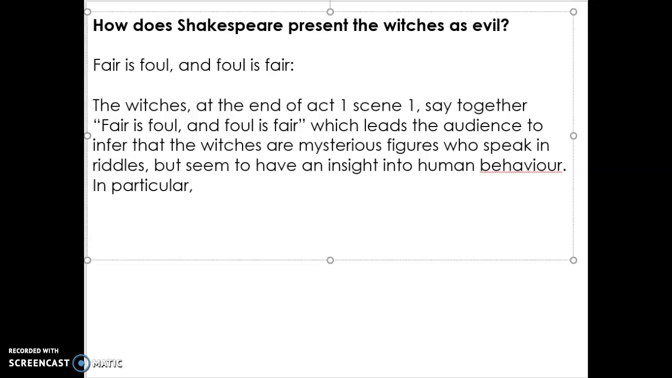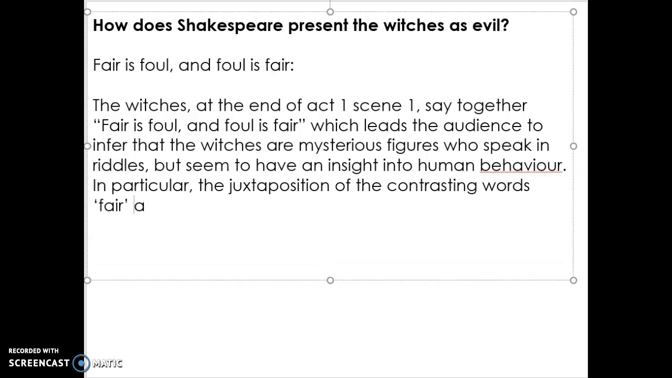So in particular, and when two words are put together for effect, we call it juxtaposition. And it's good to use technical language to sound academic. So I would say the juxtaposition of the contrasting words "fair" and "foul" is interesting.